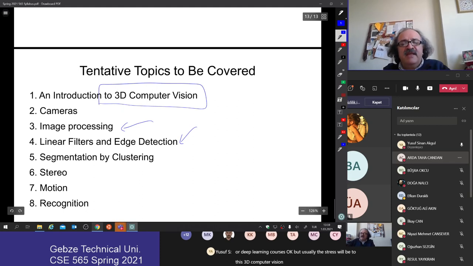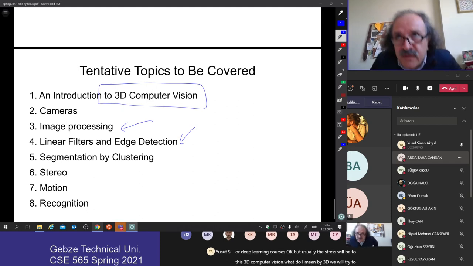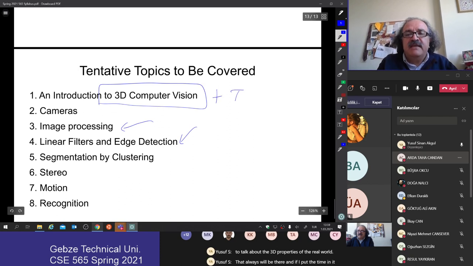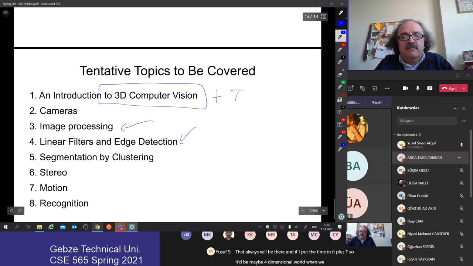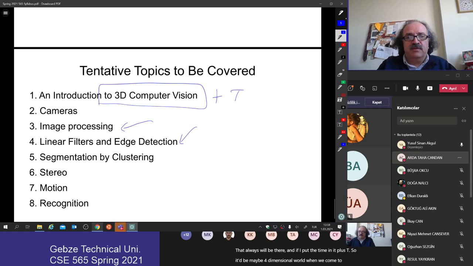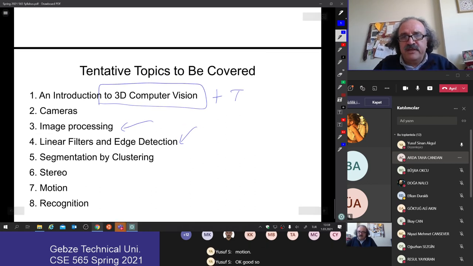What do I mean by 3D? We will try to talk about the 3D properties of the real world. That always will be there. And if I put the time in it, plus T, so it will be maybe a four-dimensional world when we come to motion. Okay, good. So that's it for the syllabus discussion of this course.